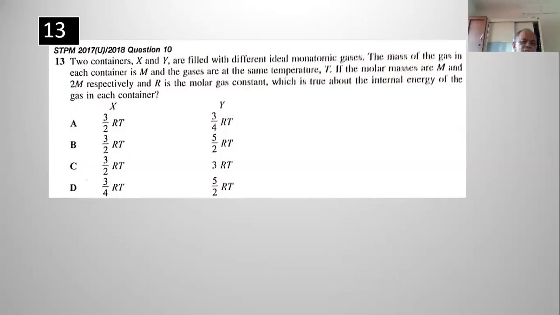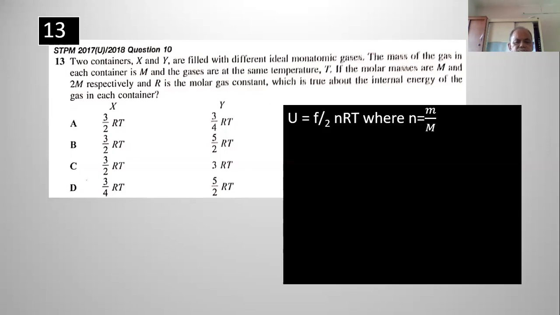Two containers X and Y are filled with different ideal monatomic gases. The mass of gas in each container is m, and the gases are at the same temperature. If the molar masses are m and 2m respectively, and R is the molar gas constant, which is true about the internal energy of the gas in each container? Memorize the formula. Remember the number of moles is the mass of gas divided by molar mass.